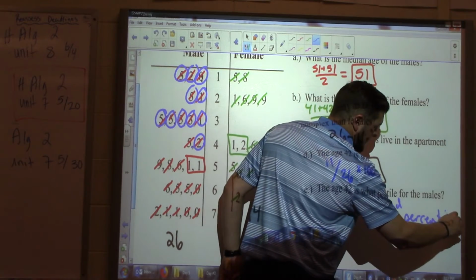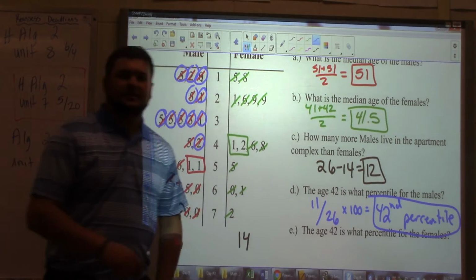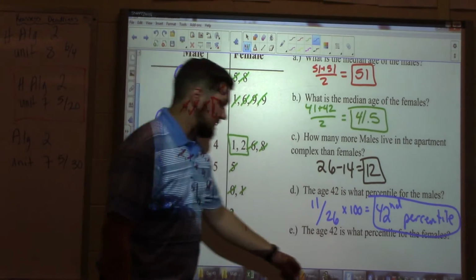42nd percentile. Hey guys, if you put 42% there, what's going to happen on the test? Are you going to get it right if you put a percent sign after 42? No. Right? It's not a percent, it's a percentile. They're different.